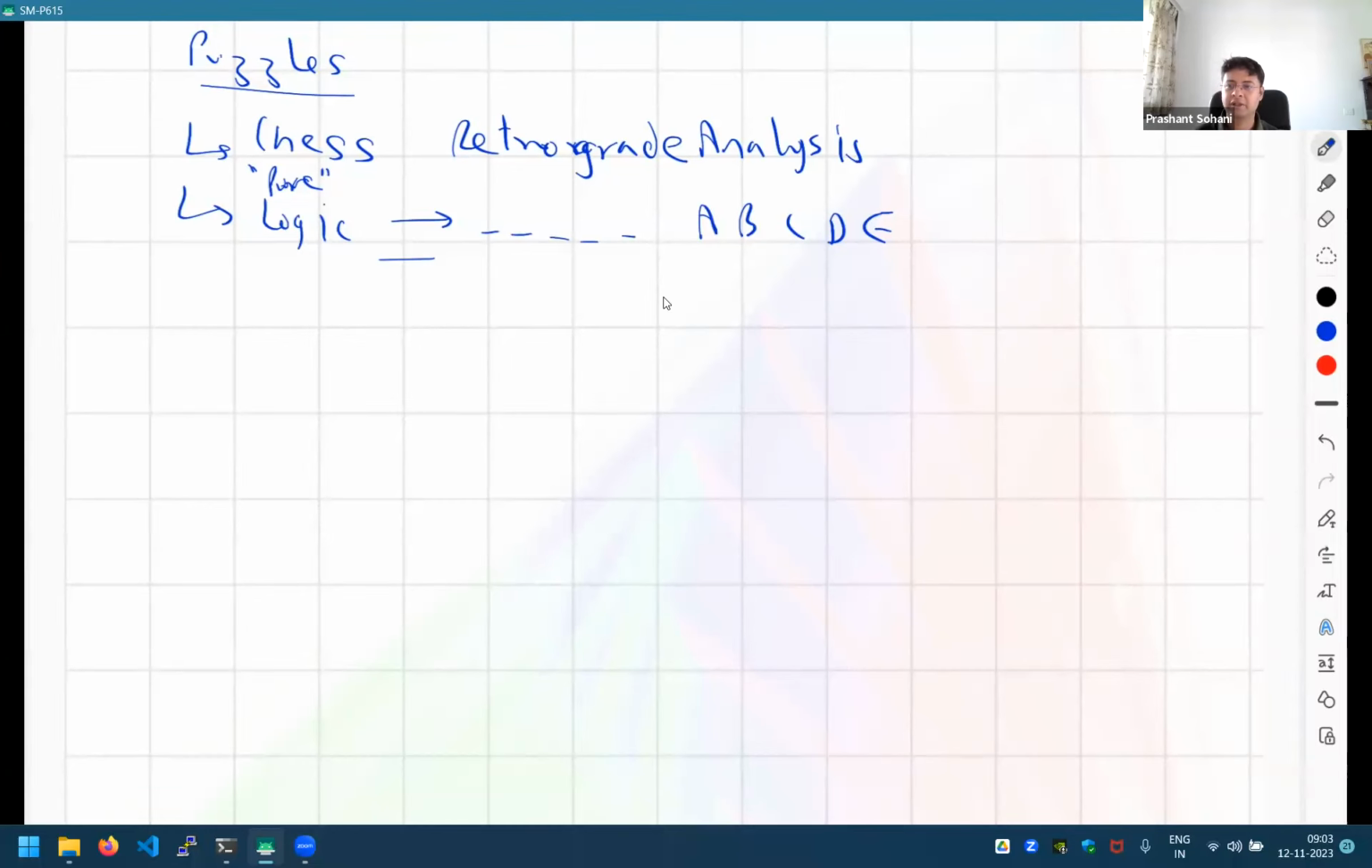You will be given some information, that maybe B is sitting to the left of C, D and A are not sitting together, whatever. But from that, you can uniquely deduce the possible arrangement. So that is a pure logic puzzle.